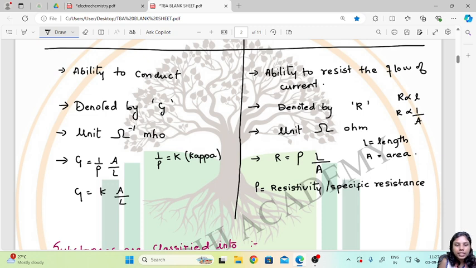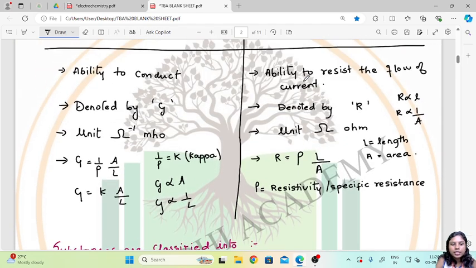This inverse, 1 upon rho, is denoted by a constant K, known as kappa, which you replace here. So G equals K A upon L. In conductance, we see that conductance is directly proportional to area and inversely proportional to length.